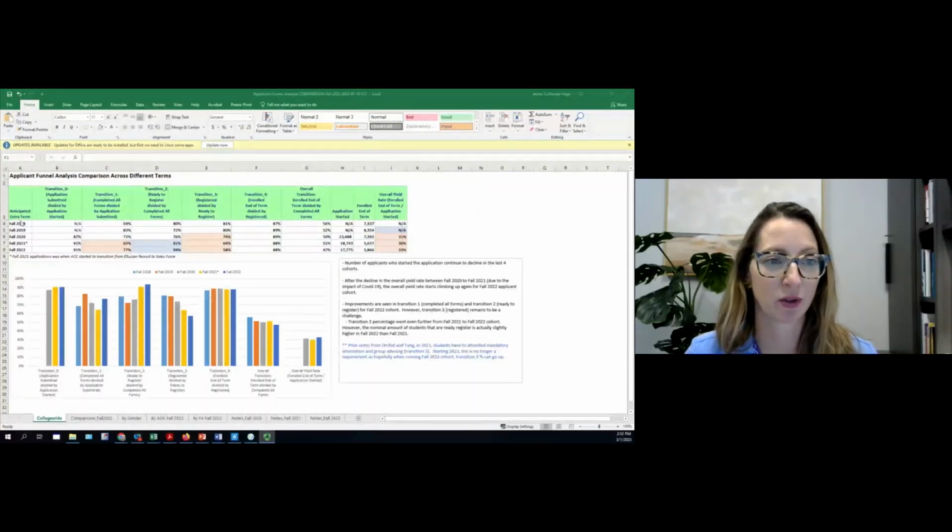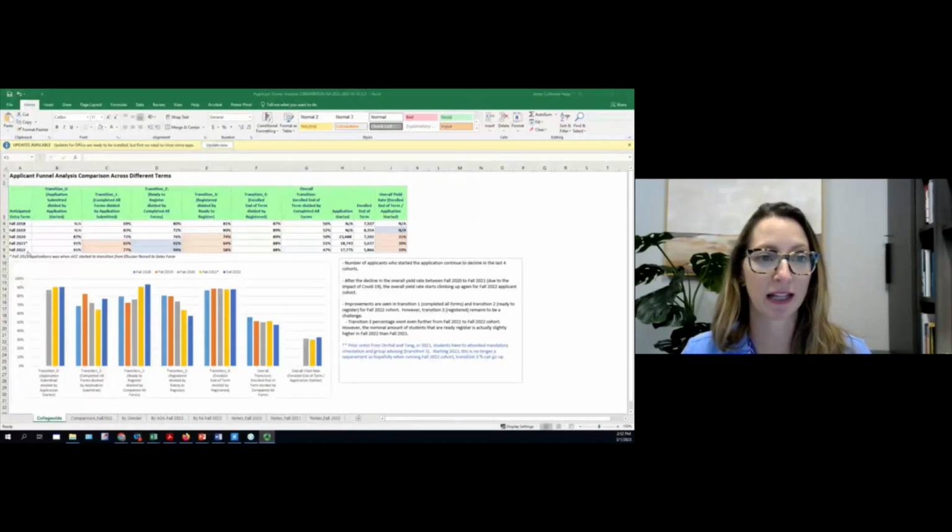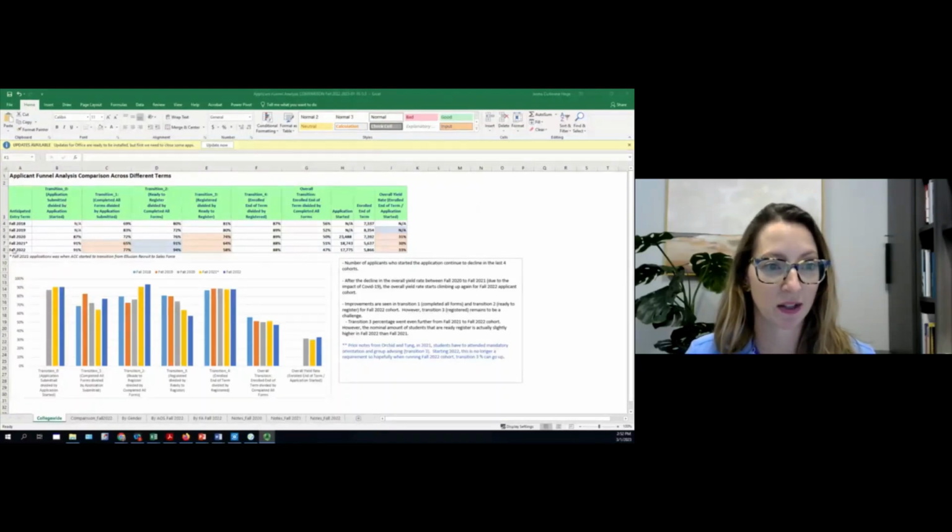So this is a summary that shows you the last 5 years. We look at a particular fall cohort and look at each of those transition steps that I described. The fall 22 data you can see here is showing that 91% of students who started an application actually finished their application. 77% completed all the forms of those who completed and submitted their application. 94% were ready to register of those who completed all their forms. 58% actually registered of those who were ready to register. 88% enrolled by the end of the term, divided by those who were registered.